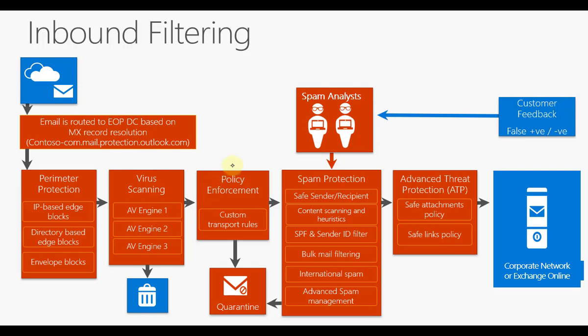The next thing to remember here is that your transport rules kick in directly after this. So you can use transport rules to bypass a lot of the other policies that you put in place. So again, remember that the policy for transport rules comes before your anti-spam protection. Now, once we've gone through all that, our next option is our anti-spam protection. So you'll see that we have the ability to nominate safe senders. We have content scanning, we have SPF and sender ID filtering, bulk mail, international spam, and advanced spam management. So this is what we're going to spend most of our time with in this video, having a look at that for inbound and also outbound filtering.